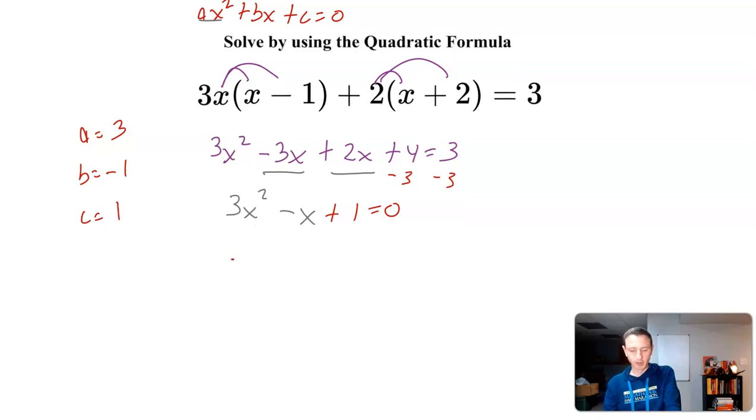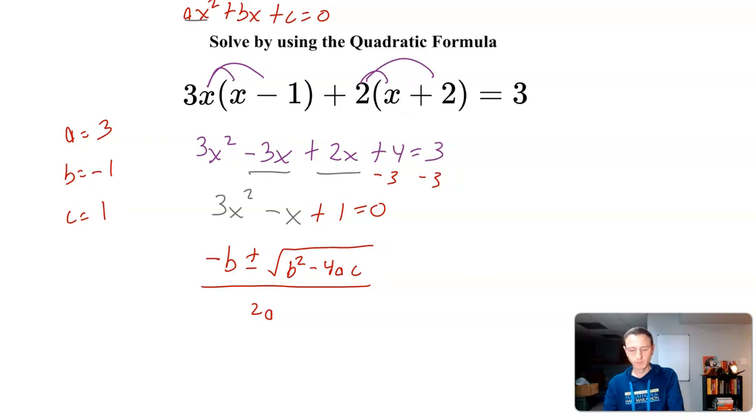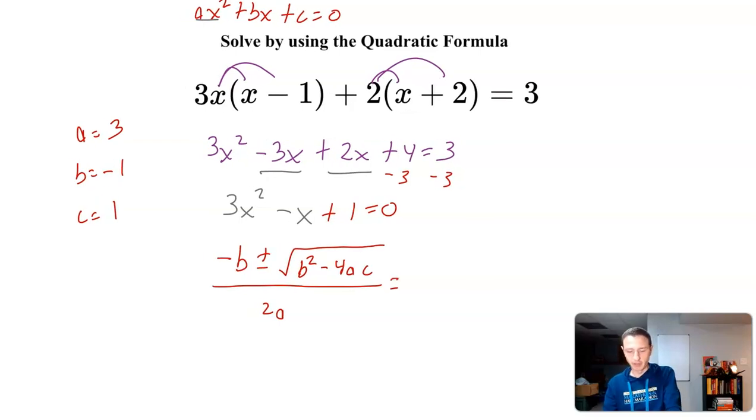The quadratic formula is negative b plus minus the square root of b squared minus 4ac all over 2a. I'm going to take this information then and just plug it into the quadratic formula. Negative b, so it's going to be the opposite of your b term. My b term is negative 1.